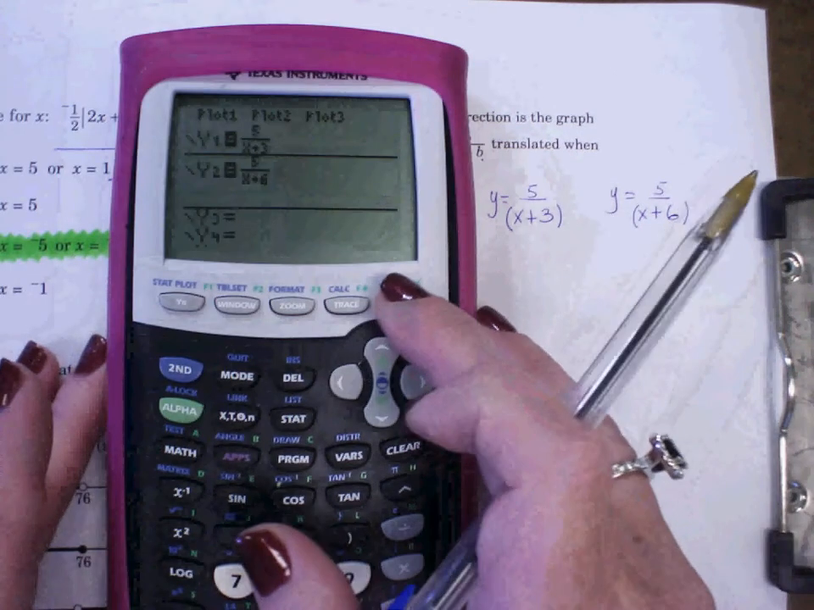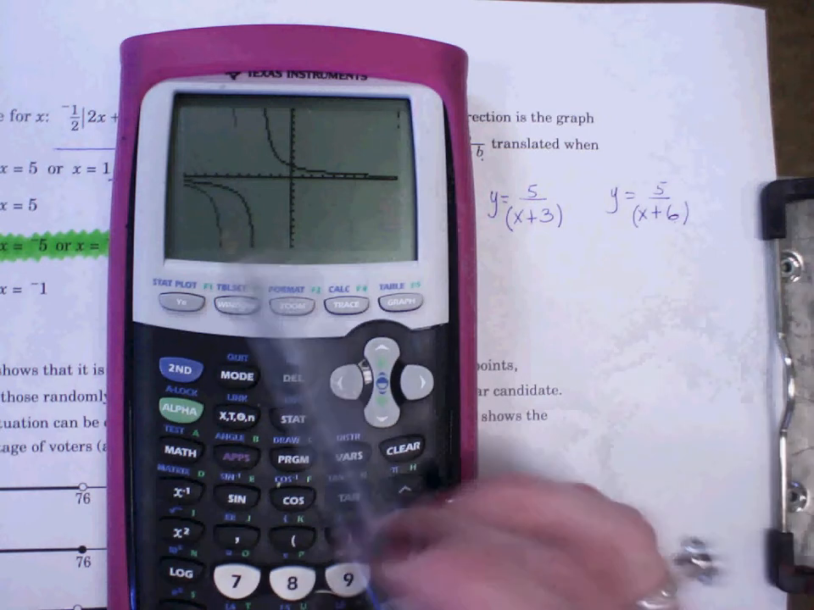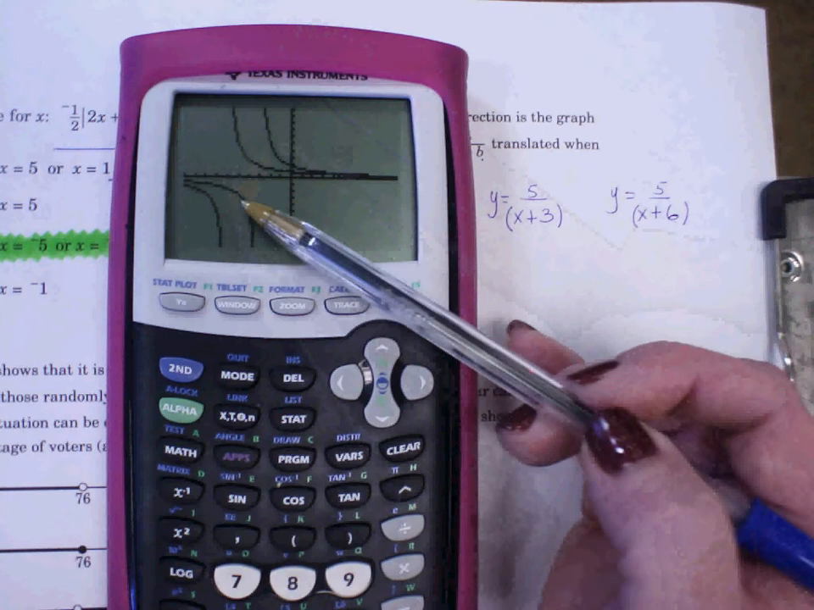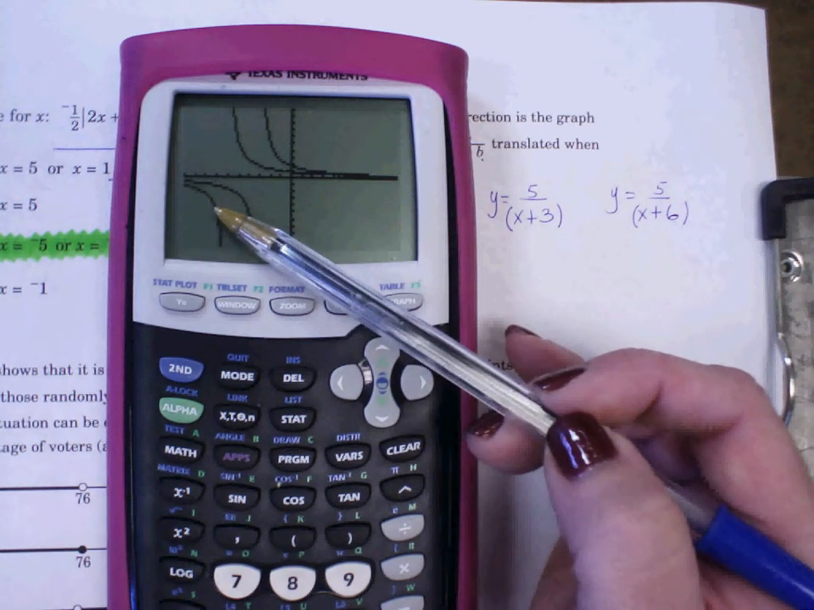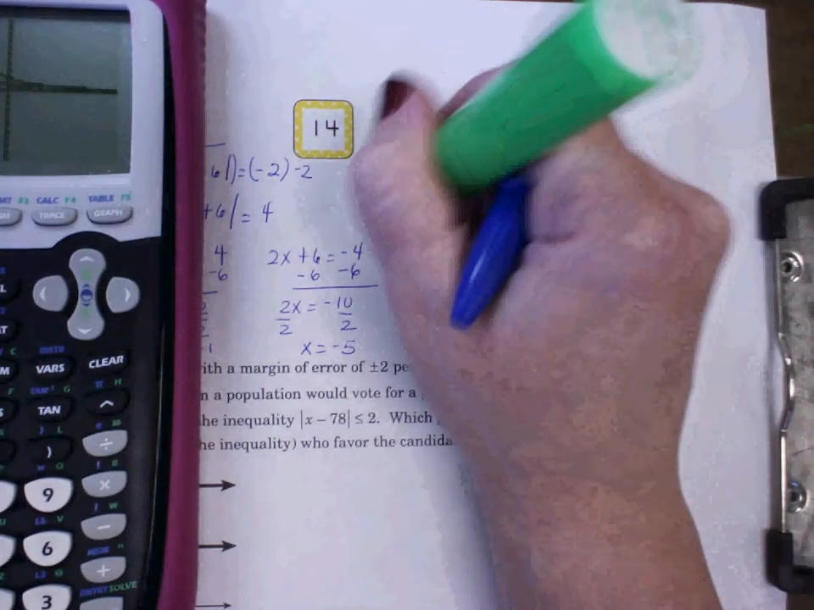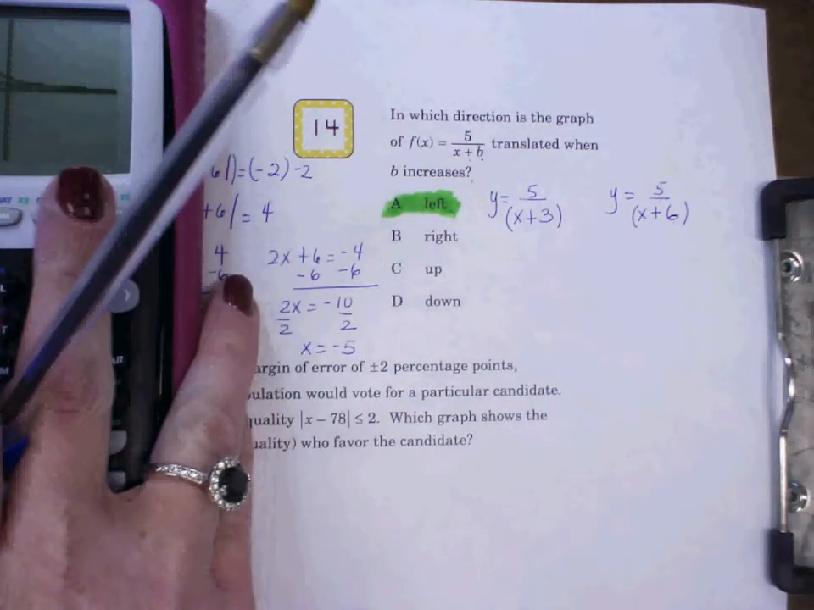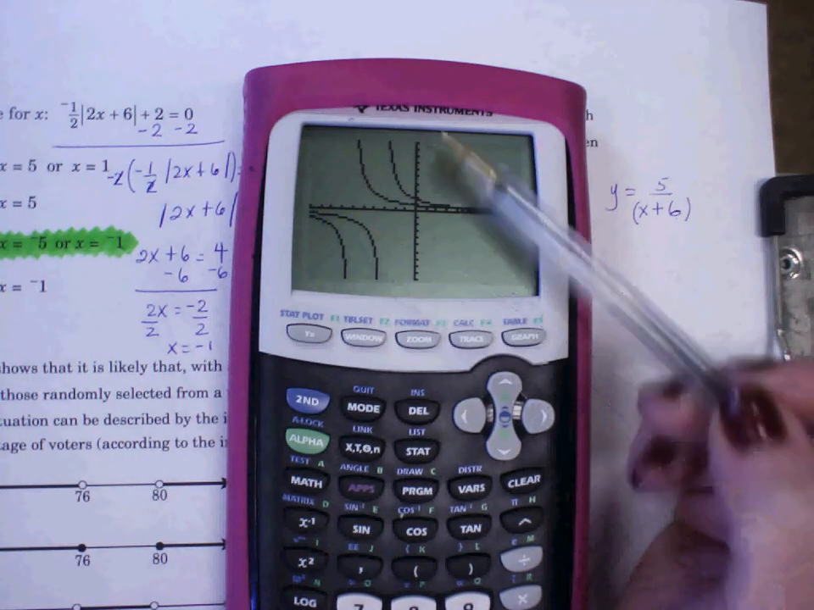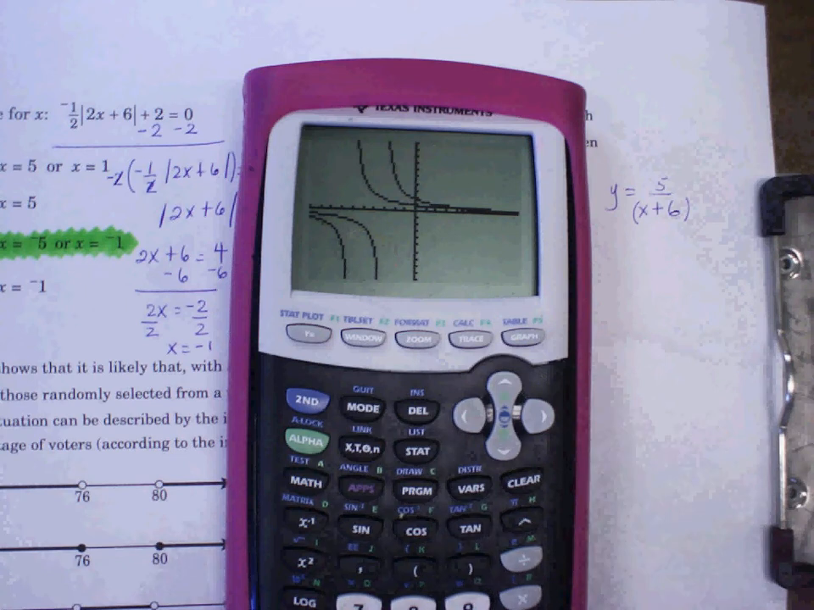And now I'm going to graph it. All right, so that's the first one, and that's the second one. Okay, so we moved it. It went from here to here. So we moved it in what direction? Left. All right, so again, it went from here to here. So this is right, that's left, it moved to the left.